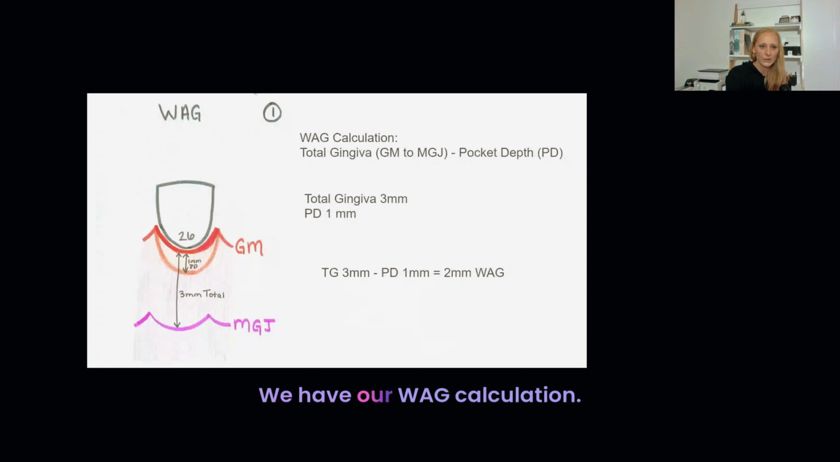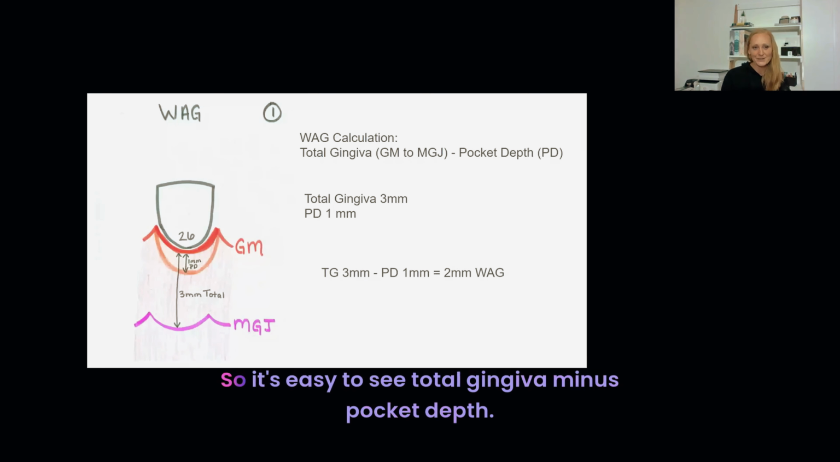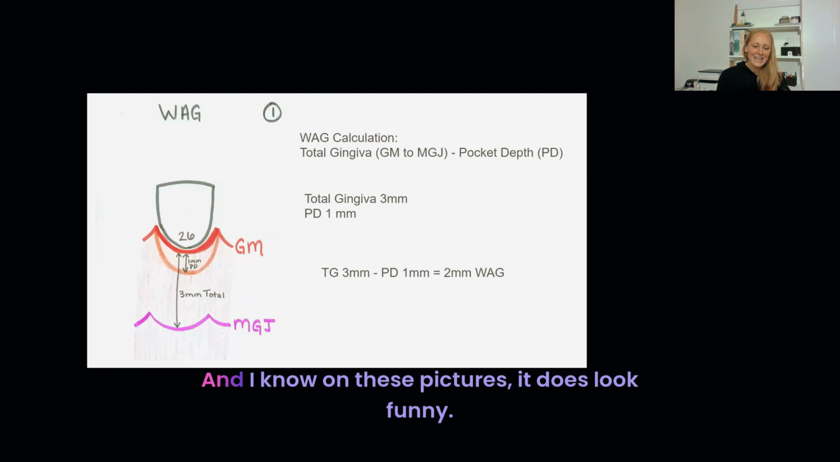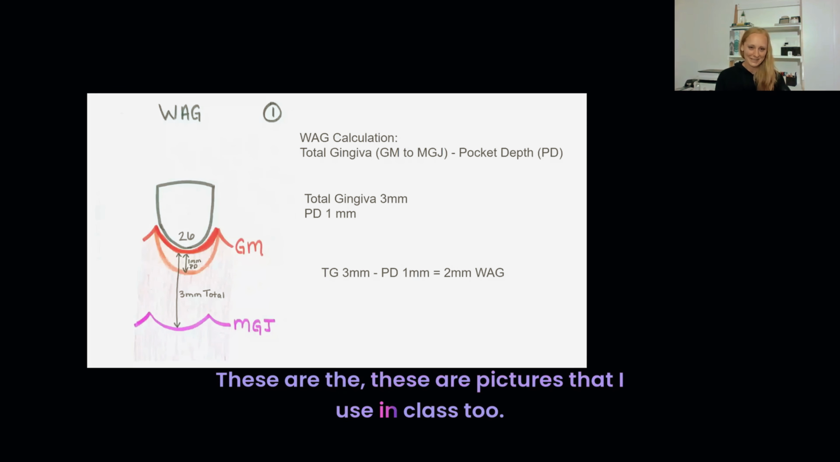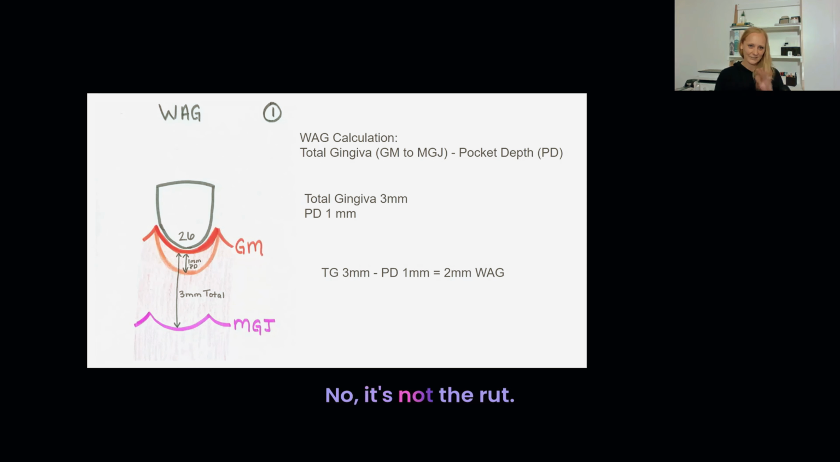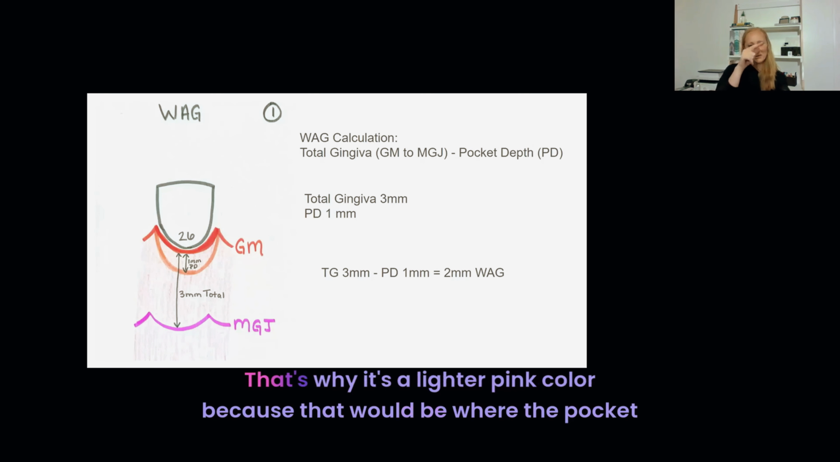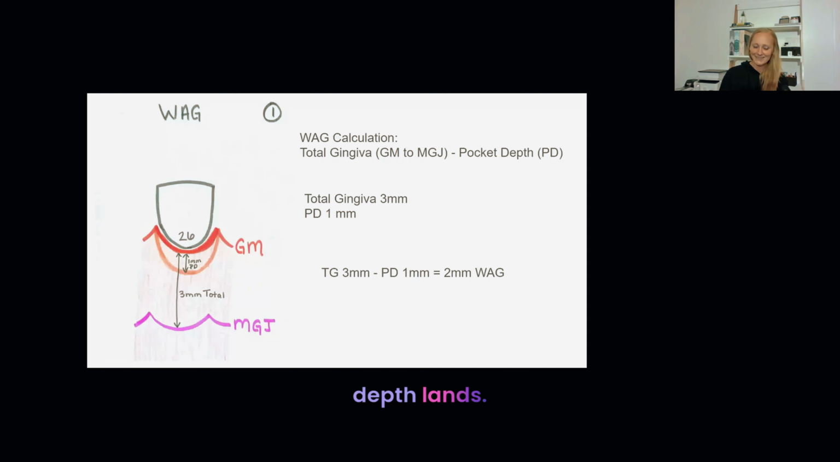We have our WAG calculation. I just have the calculation written out at the top so it's easy to see: total gingiva minus pocket depth. And I know on these pictures it does look funny. These are pictures that I use in class too. And right away when you look at it, you're like, wait, is that the root? No, it's not the root. It is the pocket depth. If you're looking at it like you're looking at the person face to face, that's why it's a lighter pink color, because that would be where the pocket depth lands.